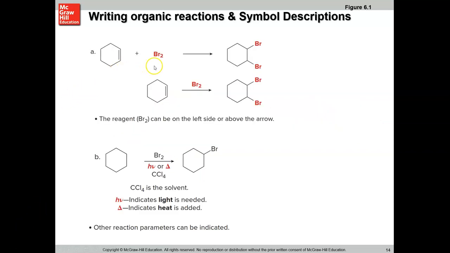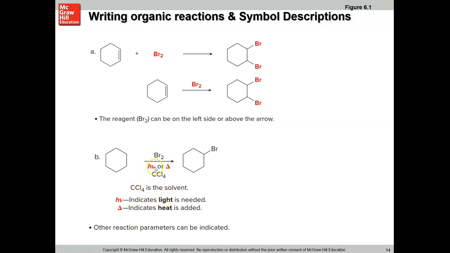So here are some examples of different conventions again, where, for example, we'd have molecular bromine that would be written as a reactant with a plus sign. Sometimes that is written on top of the arrow just to indicate that's part of the chemicals that are used to get your product out. Here on B, we're using that more condensed version where the compound is written above the arrow, and then hv or delta is going to refer to light.